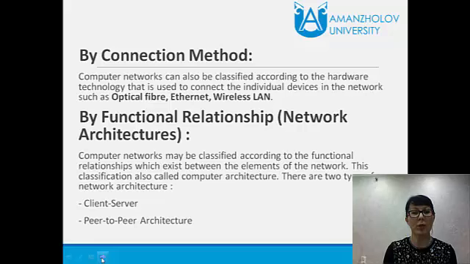By functional relationship, computer networks may be classified according to the functional relationships which exist between the elements of the network. This classification is also called computer architecture. There are two types of network architecture: client-server and peer-to-peer architecture.